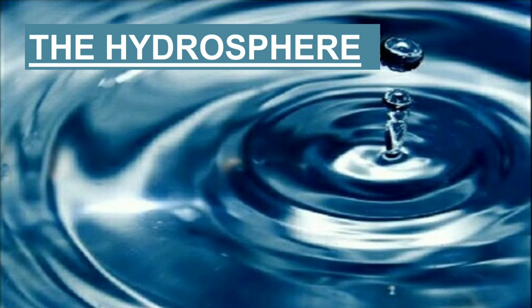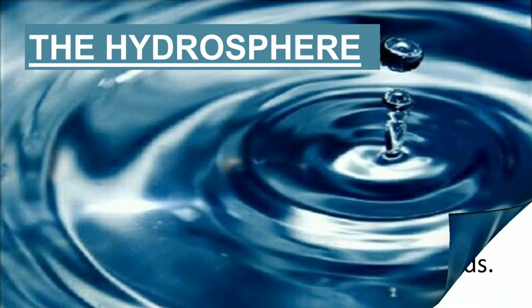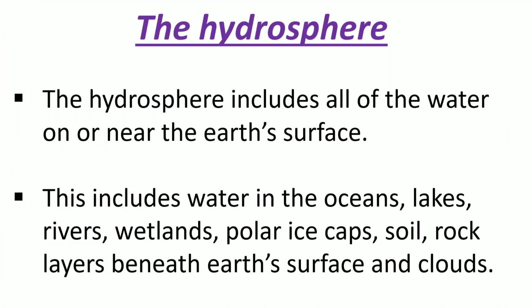The Earth has 4 main spheres. Hydrosphere is one of them. It is the water component of the Earth. In other words, all of the water found on Earth is known as hydrosphere. The hydrosphere includes all of the water on or near the Earth's surface.